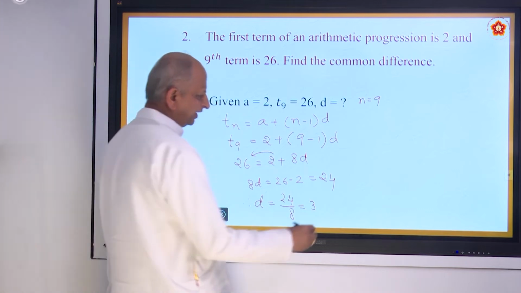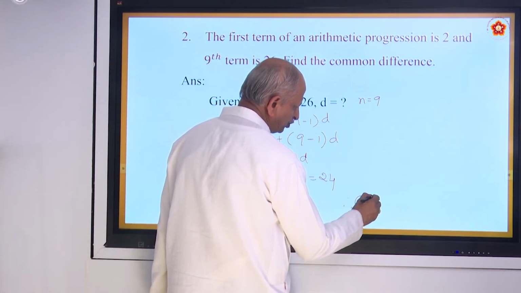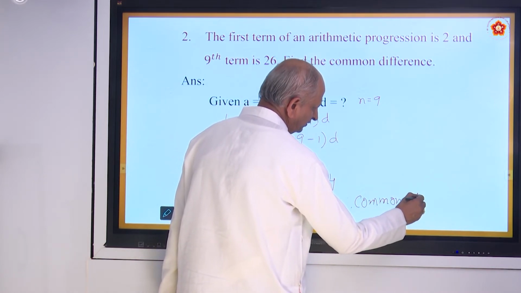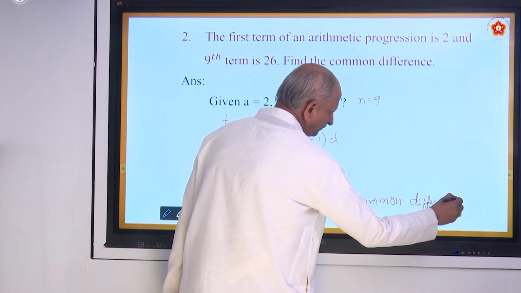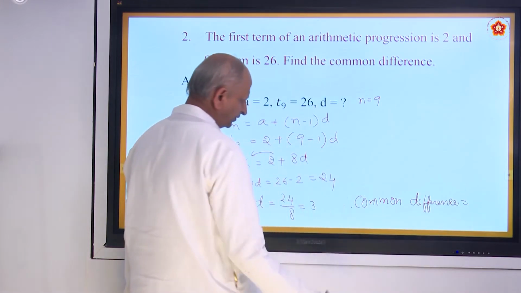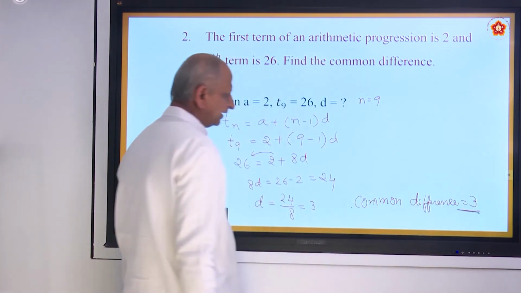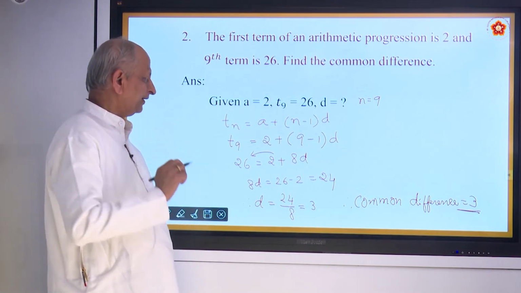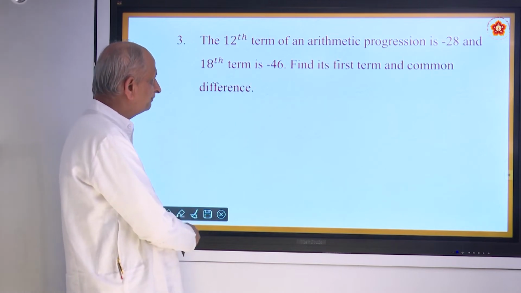So you must write the answer. Very important. Don't forget. Every problem should have an answer. What is the answer? Common difference is equal to 3. That is the answer. Understood? Super. Now let us pass on to the third sum.